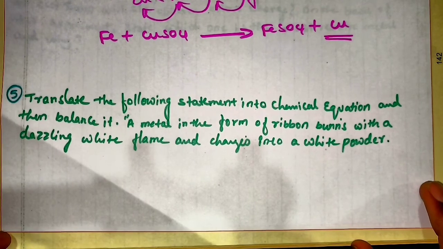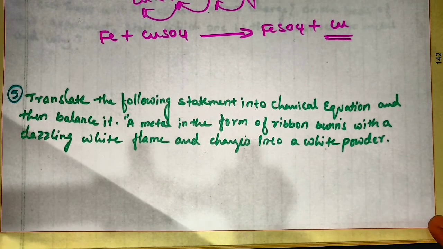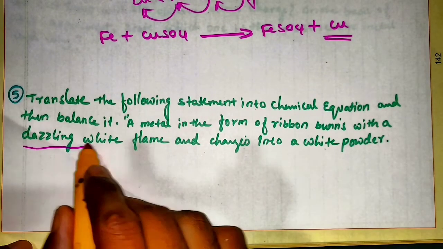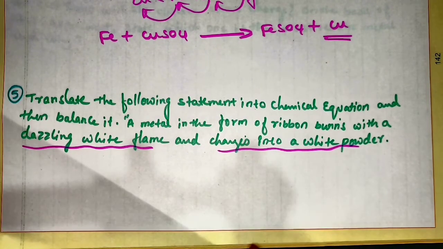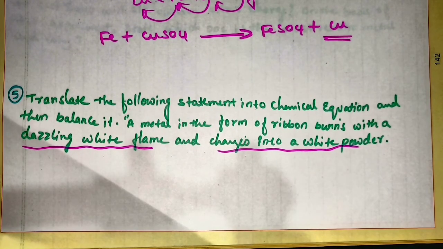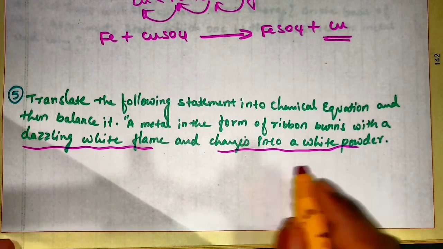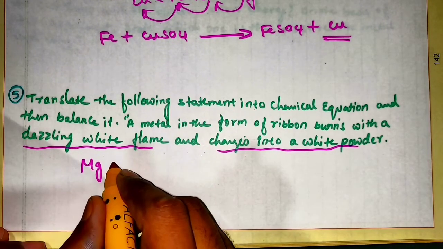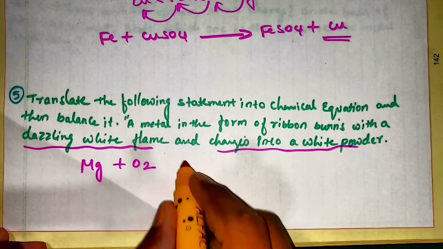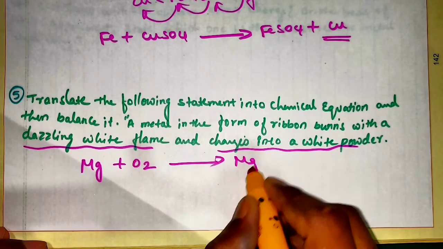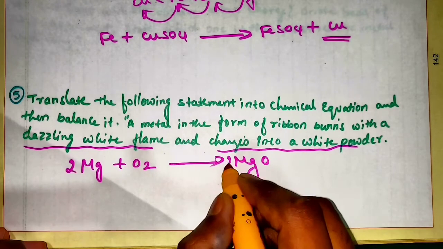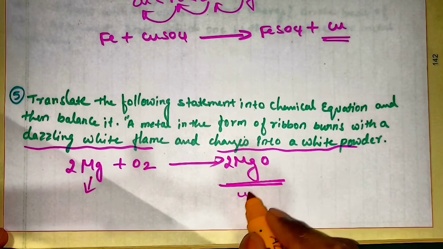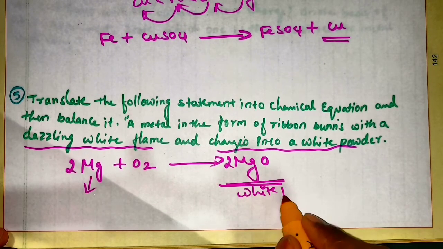Moving to the next question. Translate the following statement into a chemical equation and then balance it. A metal in the form of ribbon which burns with a dazzling white flame and changes into a white powder. A metal in the form of ribbon, we have that in the very first lesson on chemical equations. So it is magnesium ribbon. This magnesium burns with a dazzling white flame with oxygen. It produces magnesium oxide. Just balance it: 2 Mg plus O2 producing 2 MgO. So this is the ribbon form of metal and this is a white powder, that is magnesium oxide.